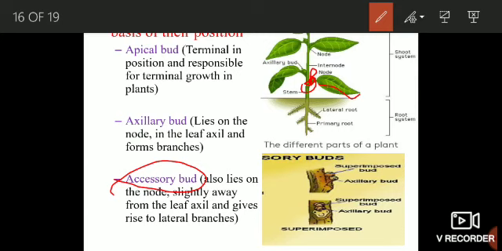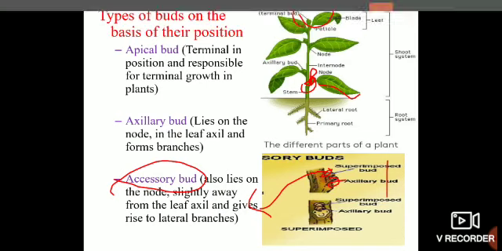And one more type of bud is known as the accessory bud. This bud also lies on the node, but it is slightly positioned away from the leaf axil, and this bud also gives rise to lateral branches. Here you can see an axillary bud, and away from the axillary bud on the same node you have one more bud which is known as an accessory bud. This accessory bud is also involved in the formation of lateral branches.